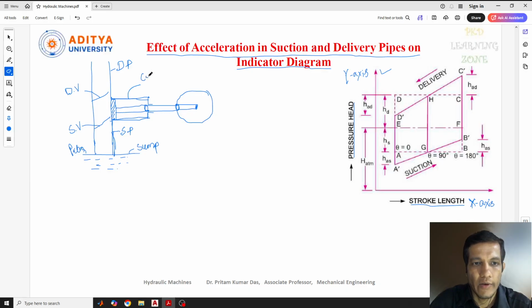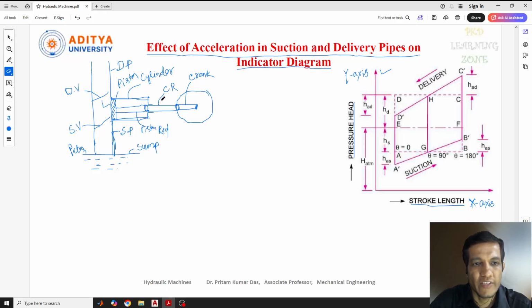This one you can mark as the cylinder, and this is the crank, and this one is the piston, and this is our piston rod, and this is the connecting rod. Now, this is the starting point.